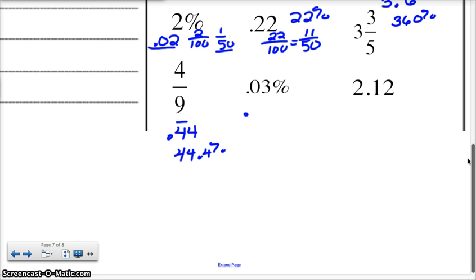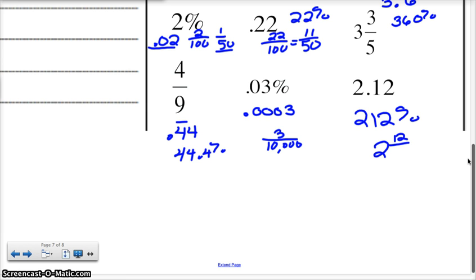0.03% is going to be 0.0003, which is 3 out of tenths, hundredths, thousandths, 10,000. This would be 212%, 2 and 12 hundredths, 2 and 6 25ths, which is 2 and 3 25ths. What does that say under 4 over 9? 0.4 repeating. What's the one underneath? And the other one is 44.4%. Oh. All right, that is it.